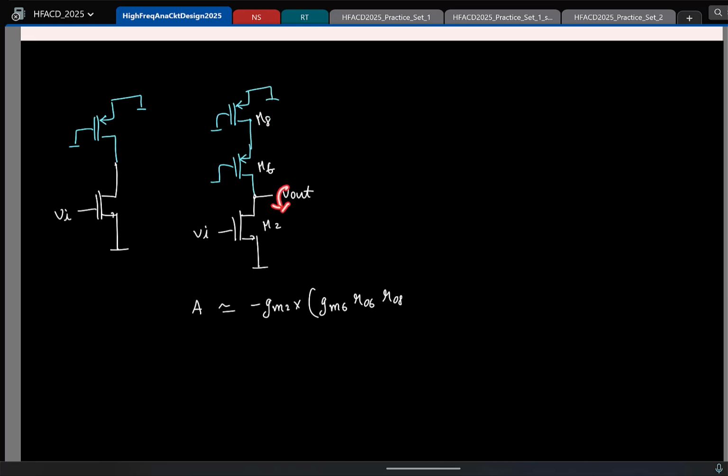And what is the resistance looking down? ro2, the ro of M2. This is fine. So what is this approximately then? How can you further approximate it as minus gm2 times this parallel combination? Approximately ro2, because this is much greater than this, so the smaller resistor is going to dominate.